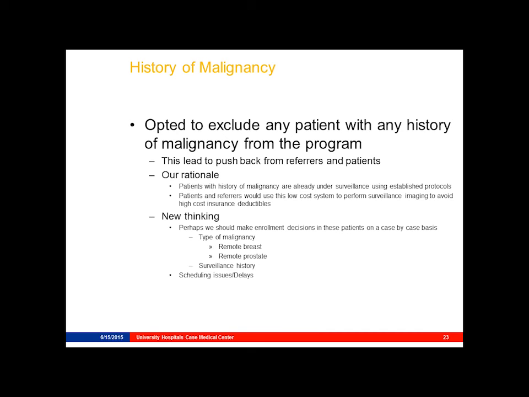But we have lately come up with a new thinking that perhaps we should make enrollment decisions in these patients on a case-by-case basis. We are seeing patients with remote breast cancers or remote prostate cancers that aren't undergoing any surveillance and allowing them into our program. We do realize, though, that this takes extra time and effort to investigate these patients and figure out whether or not they can be included in our program, which can lead to scheduling issues and delays.